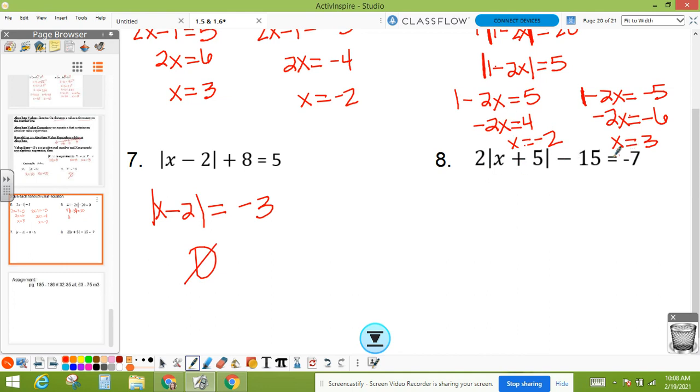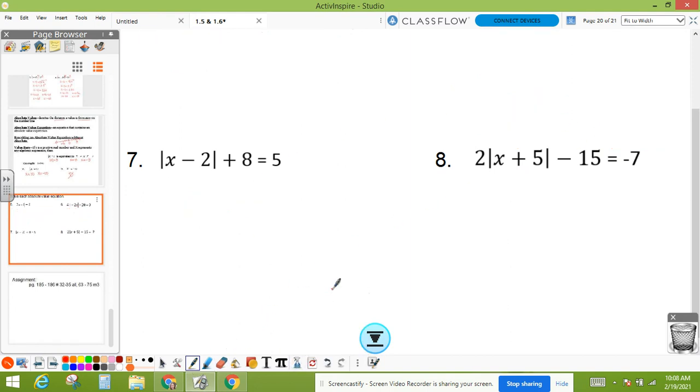All right, so working this one, I'm going to clear all this out so that's not confusing you. All right, so here we have absolute value of x plus 5 times 2 minus 15. So we've got to add 15 as our first step. So if I add 15 to negative 7, I get 8. Then we divide by 2. And you have 4.